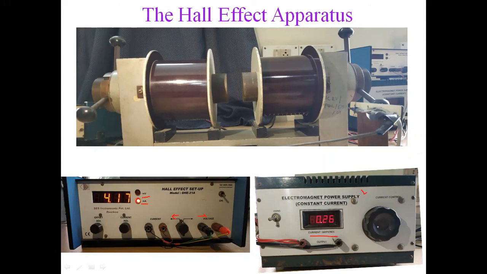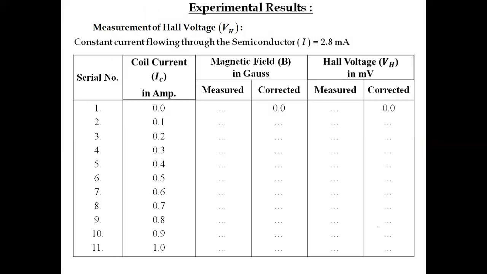So basically, in your experiment, you will supply some coil current starting from 0 to 1 ampere. For each coil current, you will get some magnetic field in Gauss. So you will measure the magnetic field and coil current, and you are supplying a particular amount of current I into the semiconductor. Remember, you require both the current into the semiconductor and the magnetic field to get the Hall effect.